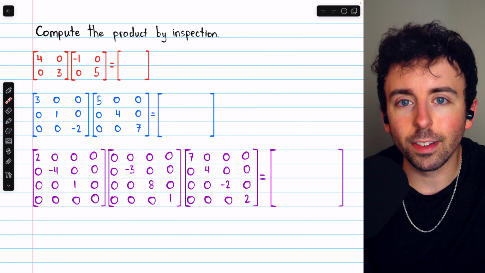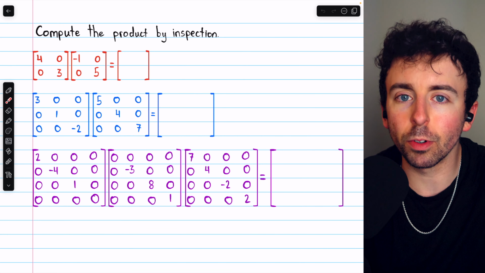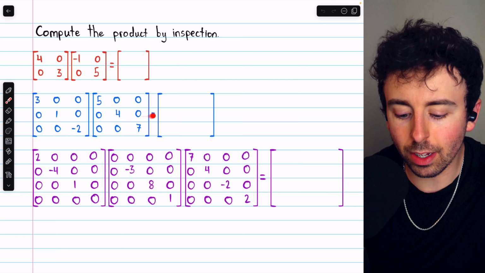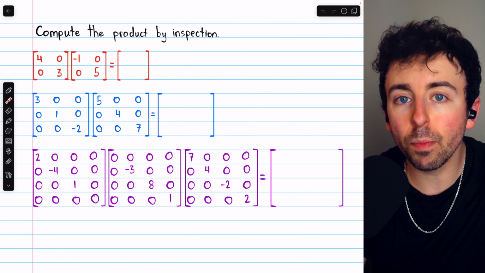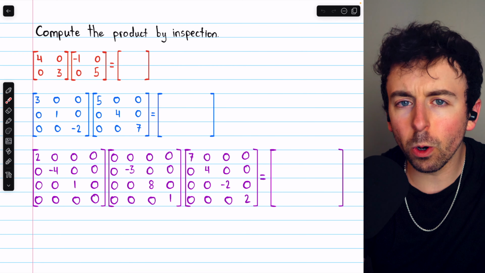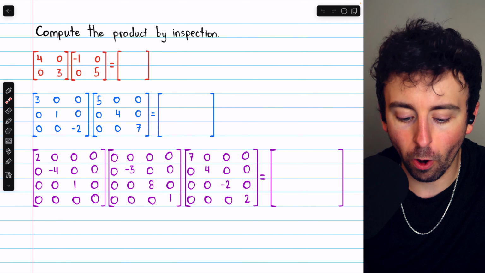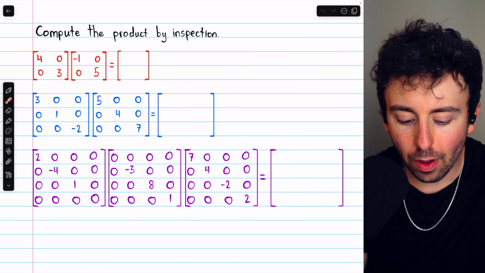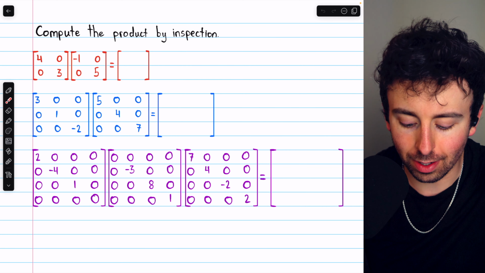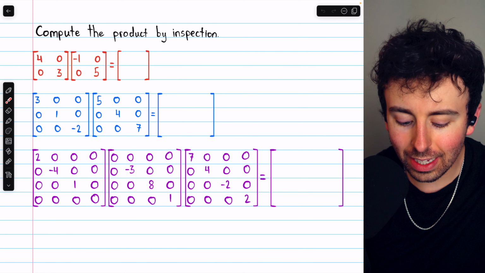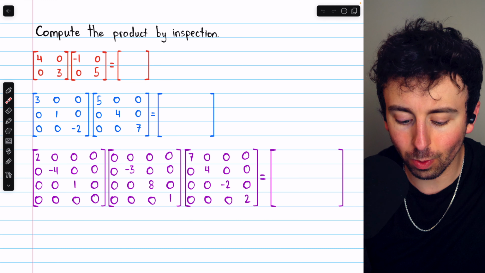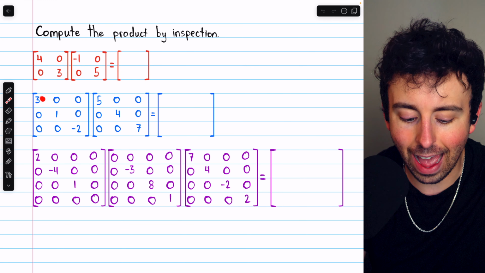Multiplying matrices can be a time-consuming procedure, but in these three examples, we'll be able to compute the product of the matrices more or less by inspection. And that's because these matrices are diagonal matrices. If you look at any of these matrices, you can see that the only non-zero entries are on the diagonals.